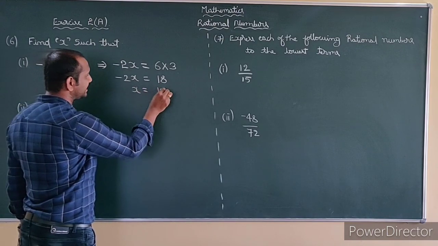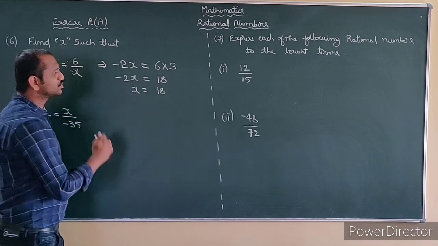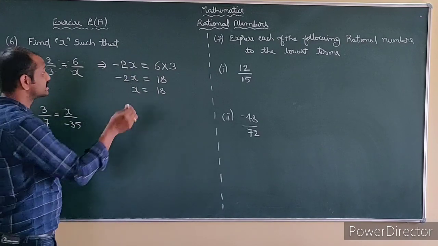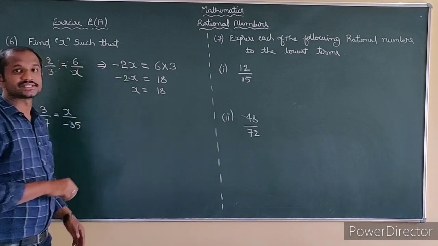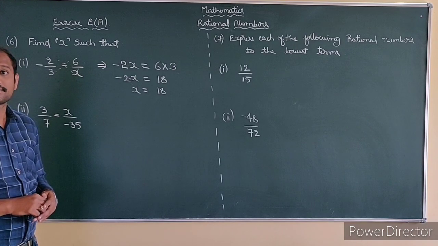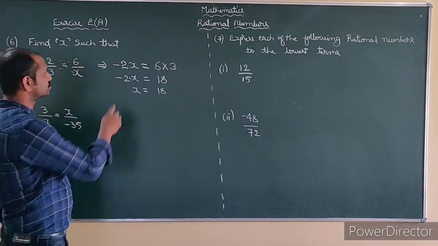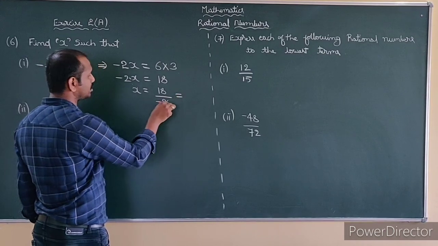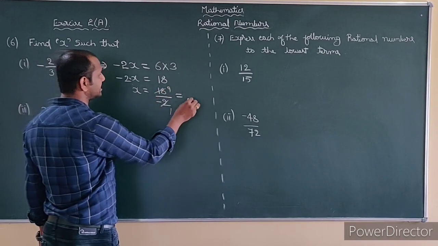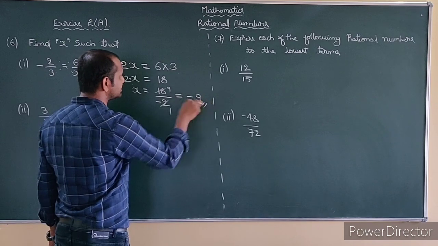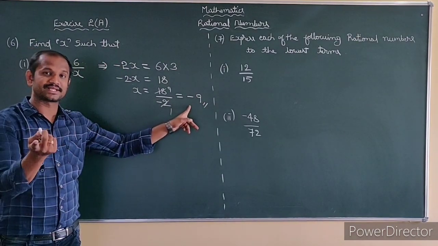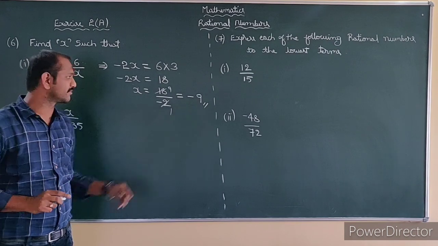So here is 18. When minus 2 comes from LHS to RHS, it goes to the denominator. The reason is there is a multiplication sign here. So we have minus 18 by 2. So how much? 2 1s are 2, 2 9s are 18. Therefore your answer is minus 9. Don't miss the sign. There is a lot of difference between plus 9 and minus 9. You know that both are not the same.